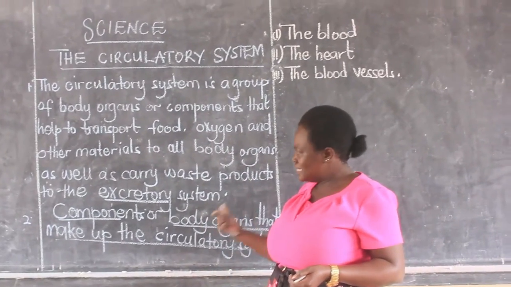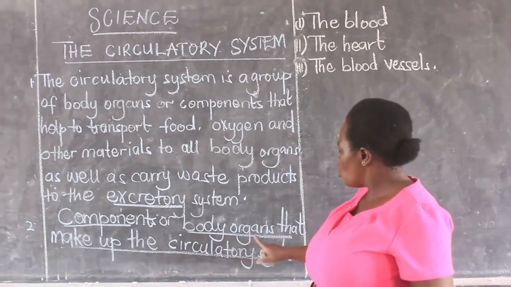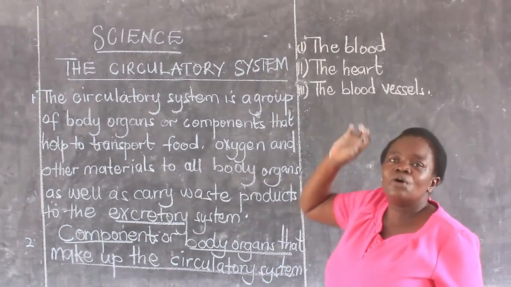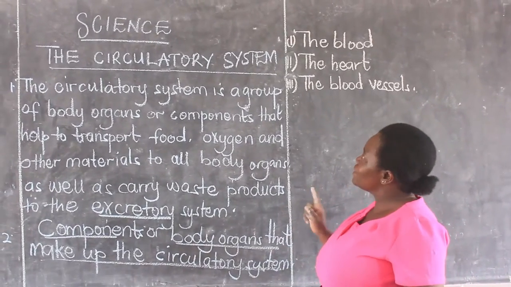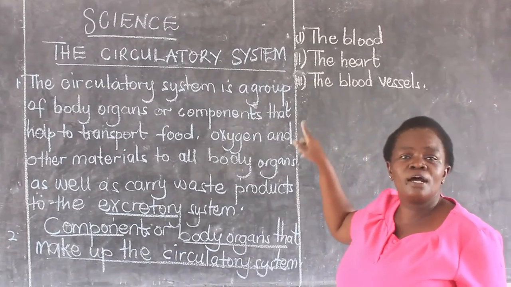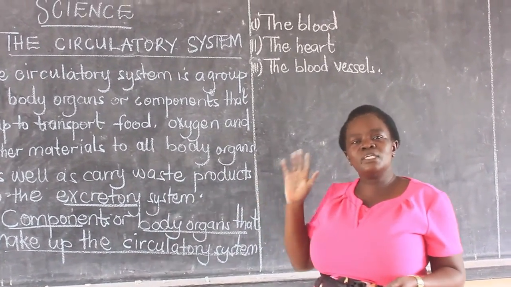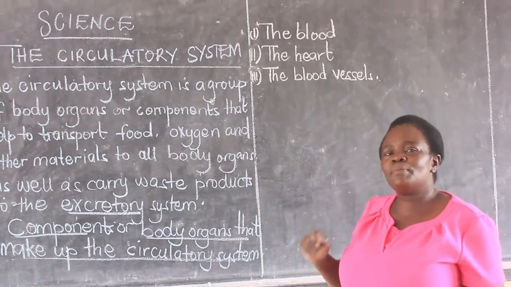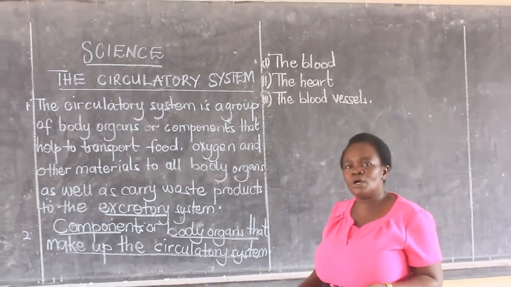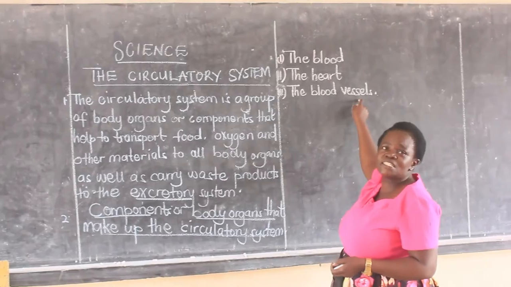Are you following and taking in what we are learning? Components or body organs that make up the circulatory system are only three. Among them, only one is a component, while the other two are organs. You're going to be asked in exams several times to give one organ that makes up the circulatory system. If they ask you that question, the organs are the heart and the blood vessels. These are organs.